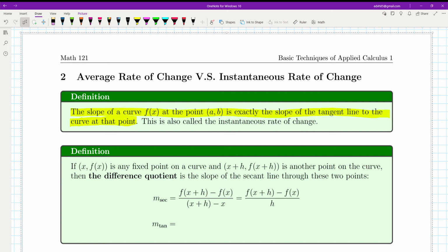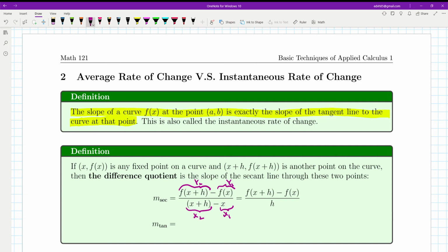All right, so let's consider x comma f of x, or x y. Typically we call f of x y as well. Let that be any fixed point on a curve, and x plus h comma f of x plus h another point. The difference quotient, the slope of the secant line through these points, is basically our y2 minus y1 over x2 minus x1, the same as what we did with the average rate of change.